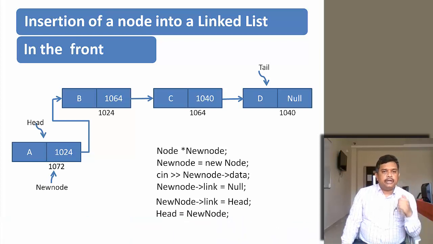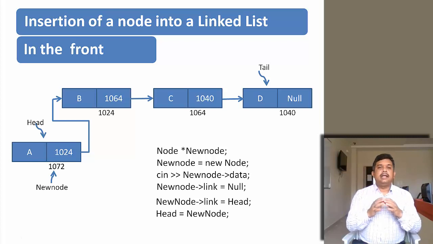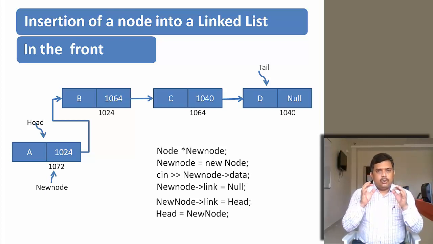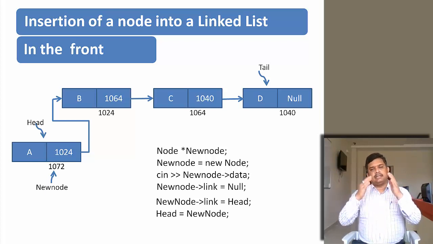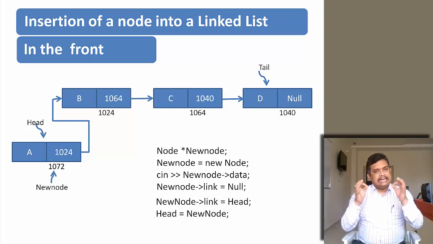Now the head is pointing to the node containing data A, the new node, and at the link of the new node 1024 is there, so I can go to the node at address 1024 where I will find the data B, and I will find the address 1064, which is a node containing data C, and carry on. So this is how I am going to add a new node at the front of an existing linked list.